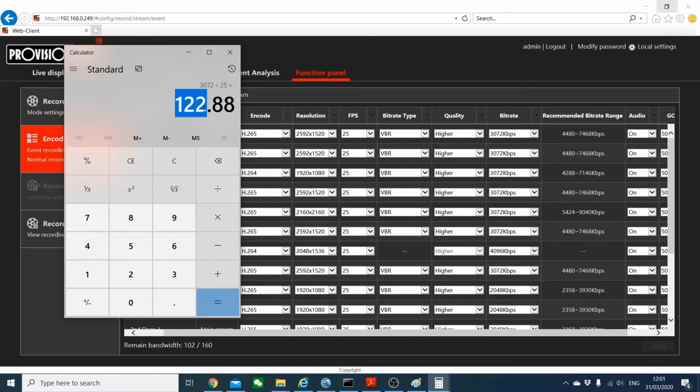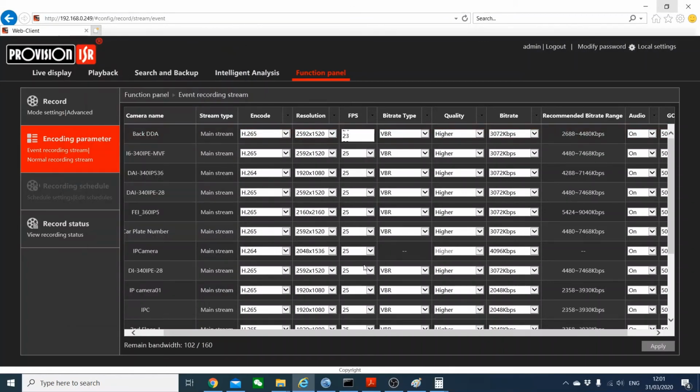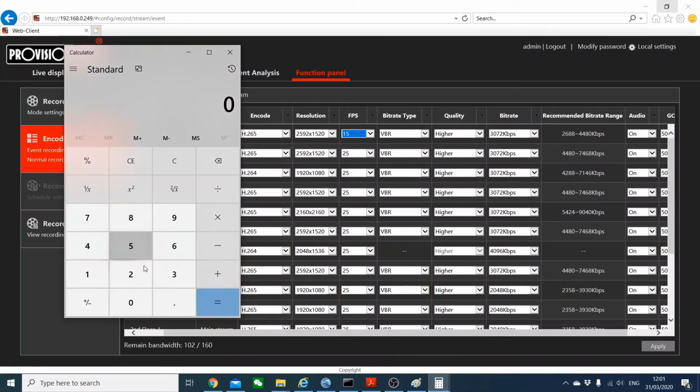Of course, if we lower the frame rate, for example if we only use 15, then we will be getting 3072 divided by 15. We will get a larger number. Each frame will get 204 kilobits. So the image quality is better if the frame per second is lower.